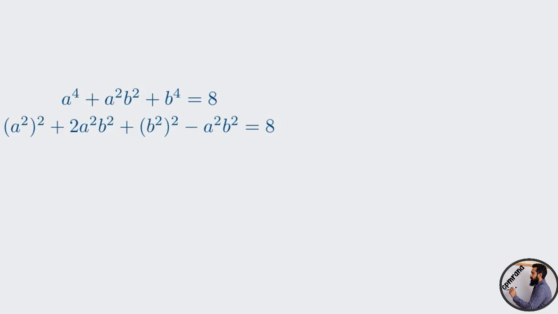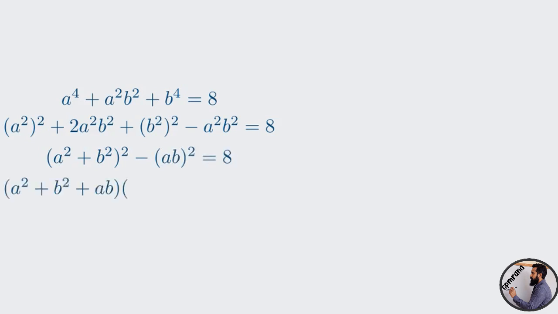Now, the first three terms form a perfect square, a squared plus b squared, all squared. We also rewrite a squared b squared as the quantity ab squared. This is now in the form of a difference of squares, x squared minus y squared. We factor it into x plus y times x minus y.